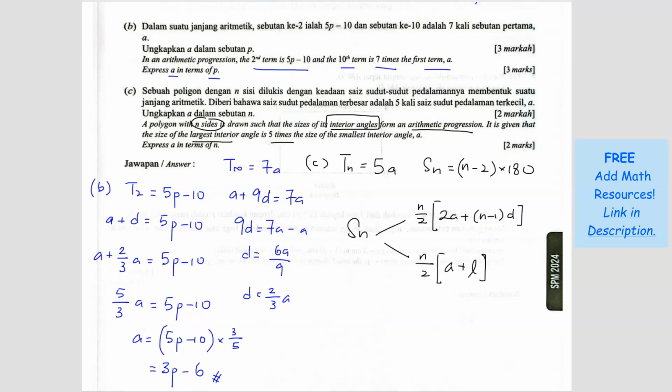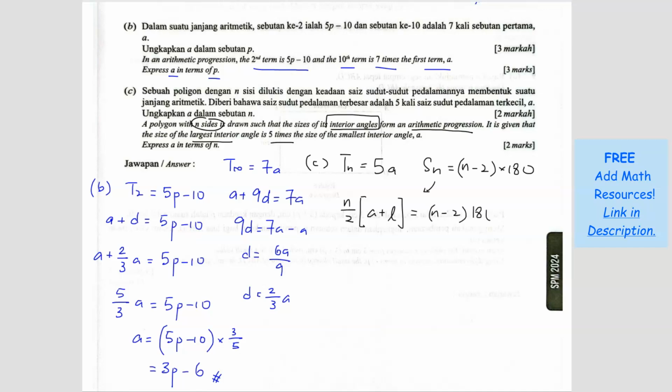Wait, let me erase this. So this Sn here, I'm going to continue here, is n over 2 times a plus L, and then n minus 2 times 180. Okay, so this is the formula. So I'm going to substitute n over 2. A is what? A we don't know, the first term. L is the final term, so 5a. 5a equals n minus 2 times 180.